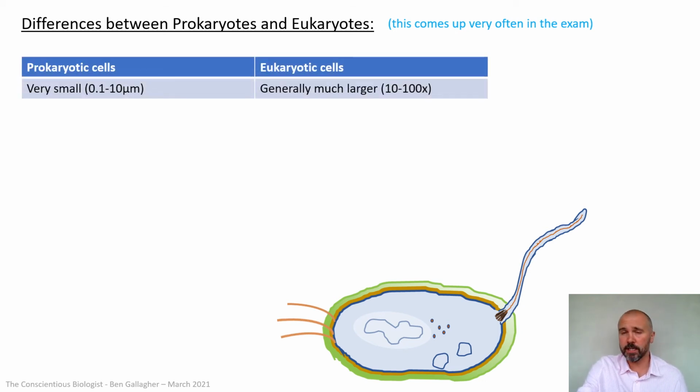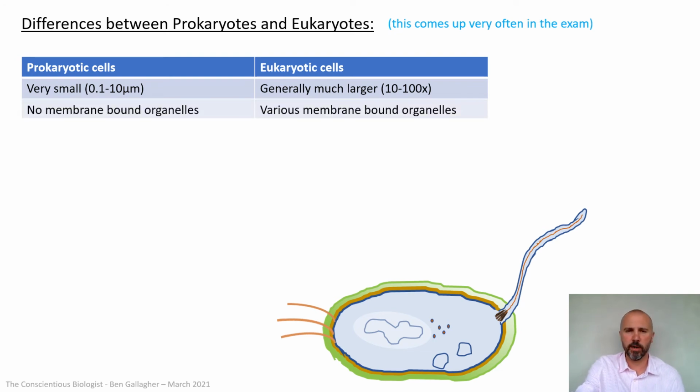Now the most obvious difference is size. Prokaryotic cells are really small, normally on average between 0.1 and 10 micrometers. So really, really small. We'll deal with the units of micrometers, nanometers, and millimeters in the next video on microscopes. But try and remember that prokaryotes are very, very small. Eukaryotes are generally 10 to 100 times bigger, so they're much, much larger cells.